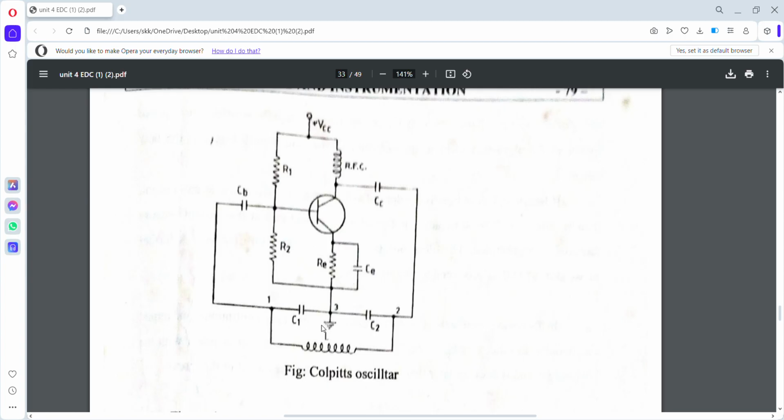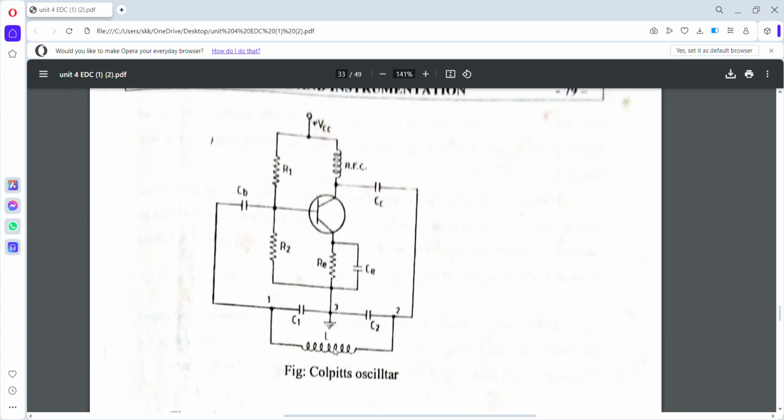Here there are two capacitors and one inductor. Anyway, there are three impedances: Z1, Z2, Z3. Two are capacitive impedances, one is an inductive impedance. This is the tank circuit. A capacitor and inductor connected in parallel is called a tank circuit. If we change the capacitance value or the inductance value, the frequency will be varied. Hence this circuit is also called a tuned circuit.